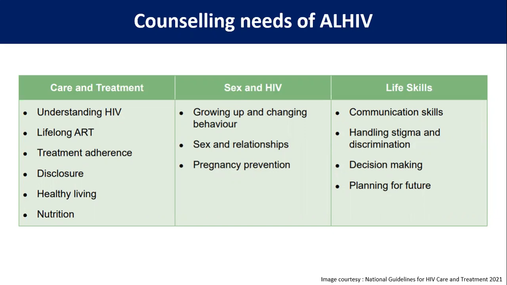Then coming to sex and HIV, since they are growing up and changing behavior, they are likely to indulge in sexual practices. So we should have the counseling about what the safe sex practices are, and also to prevent unintended pregnancy, especially in the young adolescent girls. That has to be told to them. So life skills, they have to also learn the life skills, like communication skills, and how to prepare their mindset, like handling the stigma and discrimination which is happening at your workplace or the school or college level. They should be able to make their own decisions and plan their future.